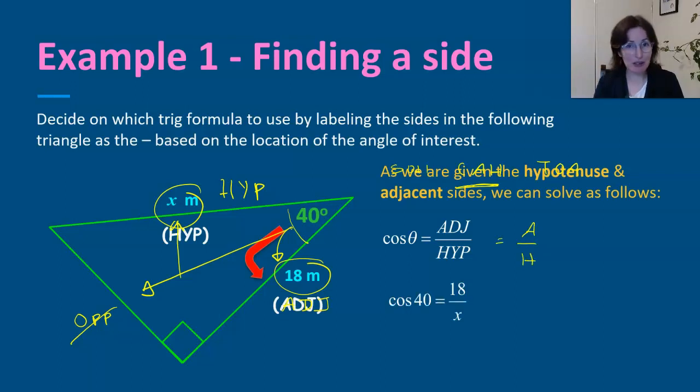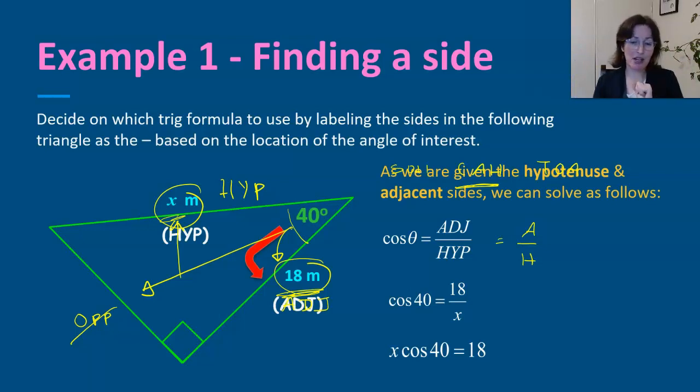Next line, you substitute in the values. So the theta is 40 degrees, the angle. The adjacent we know is 18. And then the hypotenuse is x. So put the x in. Now we need to rearrange for x. So it's being divided by x here. So we multiply through on both sides by x, which cancels it out on the right-hand side.